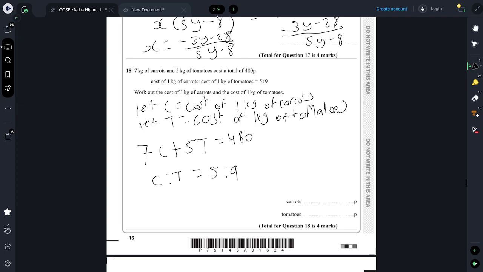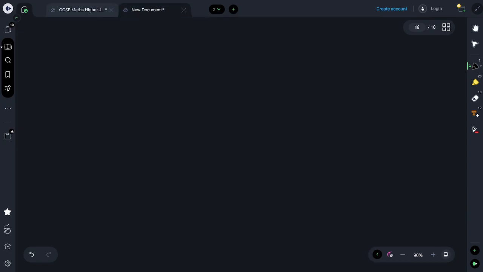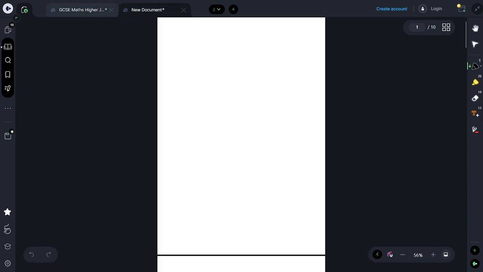Now, if you're really comfortable with fractions, you can just jump right into saying that C is going to be 5/9 T. That's what this means. But I'm going to show you how you can get that in a bit more of a formal way, if you're a bit unsure about fractions. I'm going to do some rough work in here. So we are given that C to T is 5 to 9. What we want is an expression for C in terms of T, and I'm going to show you how to get to this.